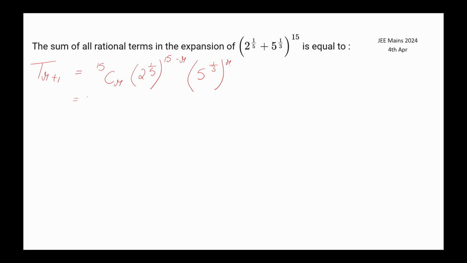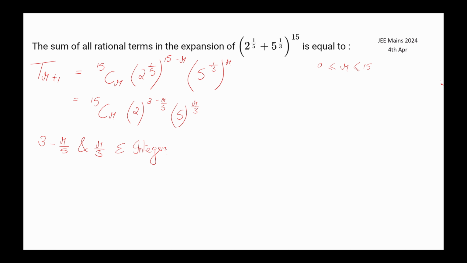So let us take all the 2 and 5 terms together. So we would be left with 15Cr, 2 to the power (15 minus r) by 5, and here we would be left with 5 to the power r by 3. Now of course, we know that for this entire term to be rational, we must say that (15 minus r) by 5 and r by 3 should belong to the integer category, where r is, of course, less than or equal to 15 and greater than or equal to 0.